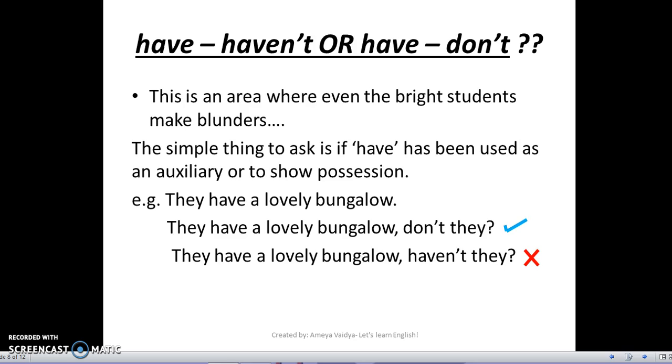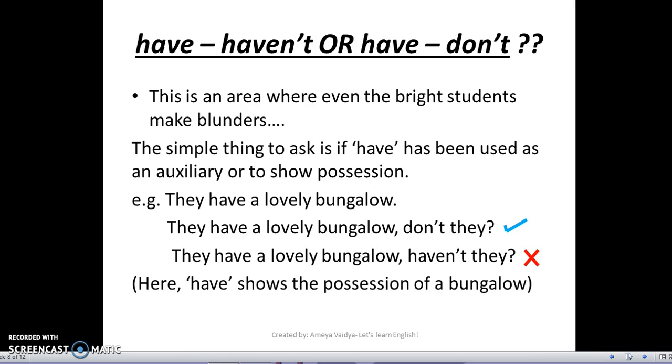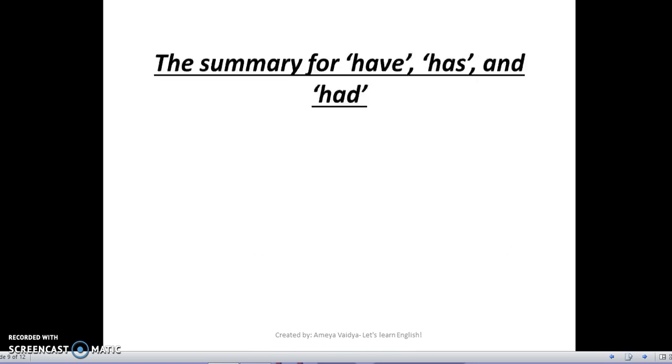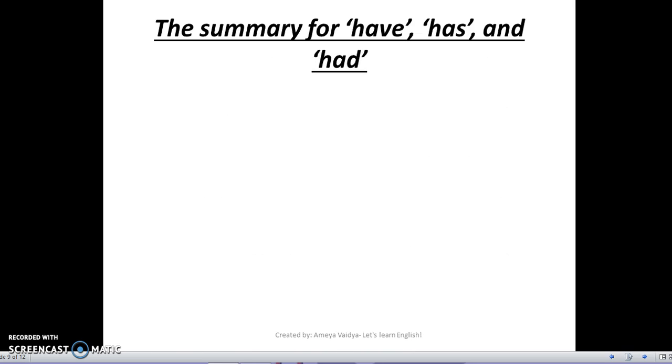I think it's a very nice point. I want you to really understand this because even bright students make blunders, as I mentioned. They have a lovely bungalow is a possession. So they have a lovely bungalow, don't they? It's not they have a lovely bungalow, haven't they? Have shows possession of the bungalow. Now let's discuss this similarly for has and had as well.